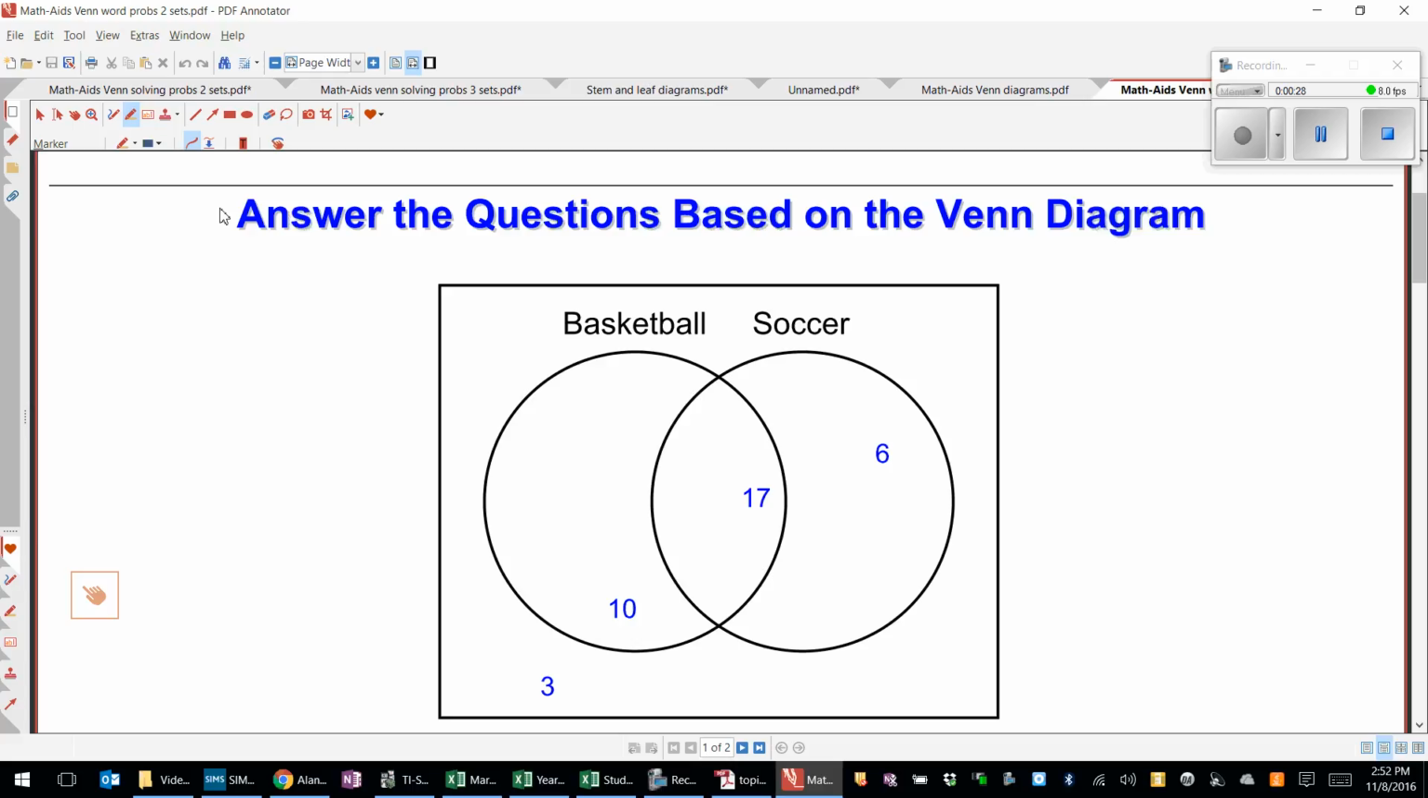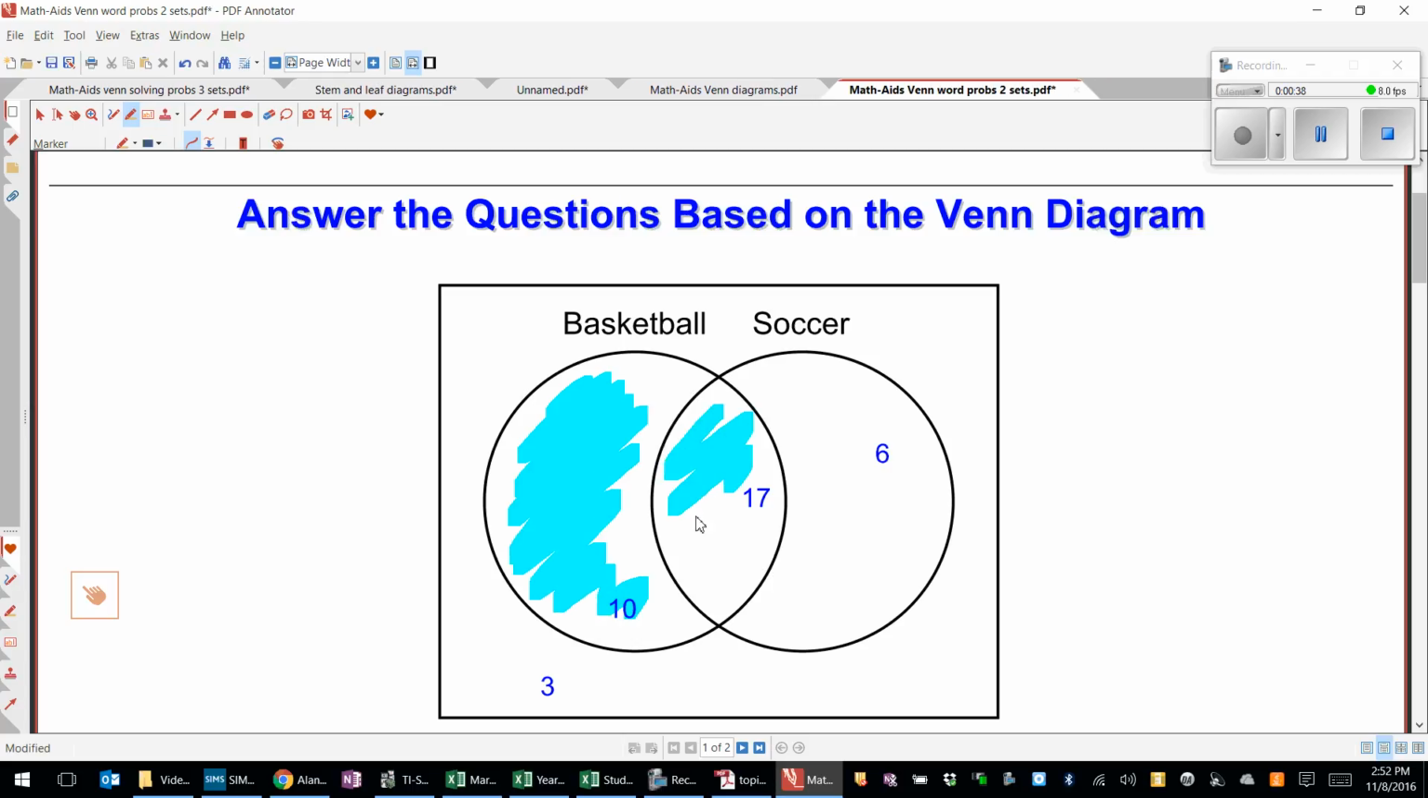So, for instance, how many students like basketball or soccer? Now, this would be all of this region and this region. So the whole thing, so it would be 10, 17, and 6. Those people like basketball or soccer. Remember the word "or" was for the union. Do you remember we talked about it: basketball union soccer.